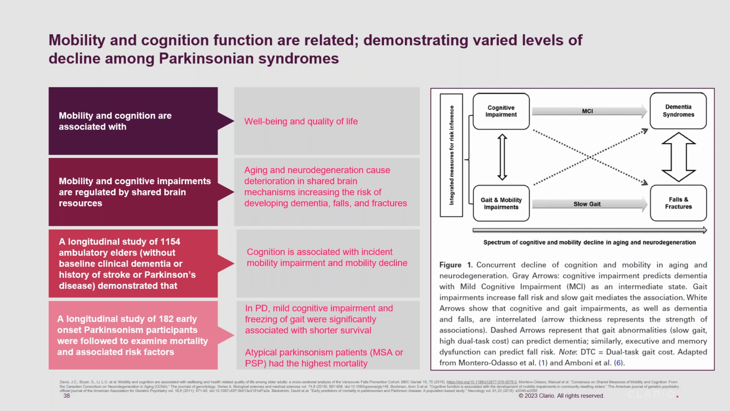And a very nice longitudinal study was done in 182 early onset Parkinsonian participants and followed. And it was revealed that in PD, when mild cognitive impairment and freezing of gait were present, that is significantly associated with shorter survival. When we look at those more atypical Parkinsonian patients, such as MSA or PSP, this link was actually related to the highest mortality. So it is clear that there's a link in shared resources for cognitive impairment and mobility, and it's really important that we're quantifying these collectively together. Next slide, please.